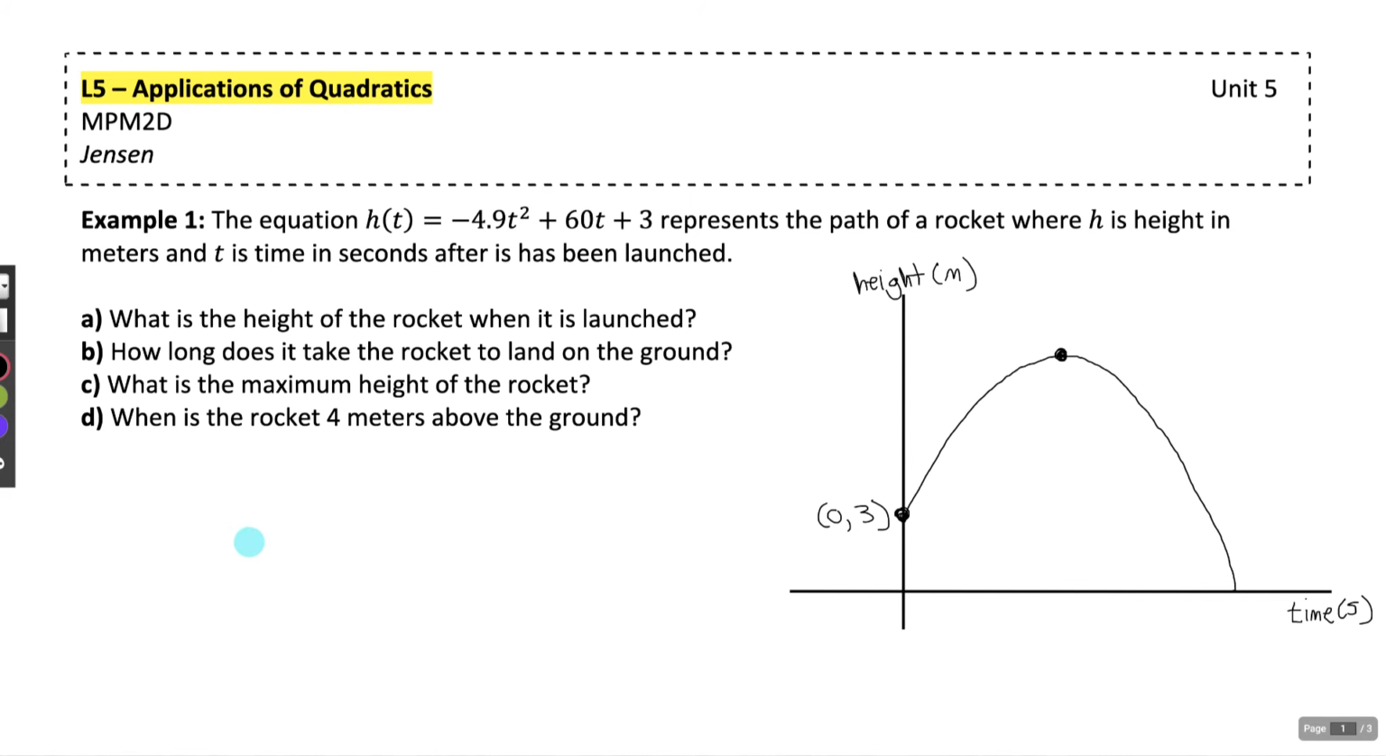One other thing I want to point out is notice I was able to label my x-axis time because I see in the equation, in place of the independent variable x, I see t, which represents time in seconds. And I was able to label the y-axis height because in place of y, my dependent variable, I see h, height. Now let's answer the questions. Part A asks us, what is the height of the rocket when it is launched?